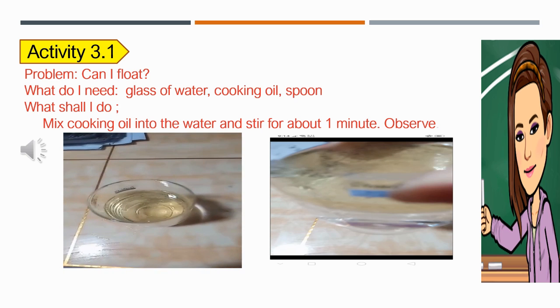Another activity to do. Activity 3.1. Problem: can I float? What do I need? Glass of water, cooking oil, and spoon. What shall I do? Mix cooking oil into the water and stir for about 1 minute.